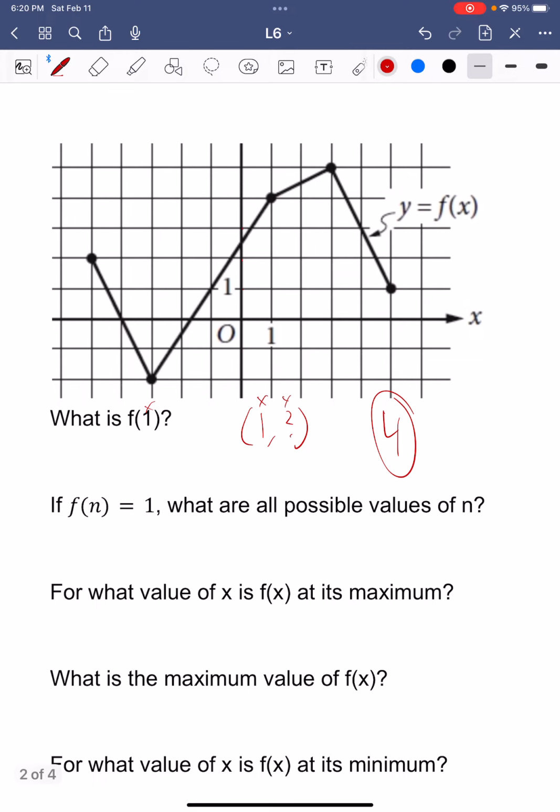f of n equals 1. What are all possible values of n? So we know that this is y, and this is x. So when x is some value, y is 1. So let's look at all values that create that. Here, here, and here. So all possible values of n are negative 4.5, negative 1, and 5.